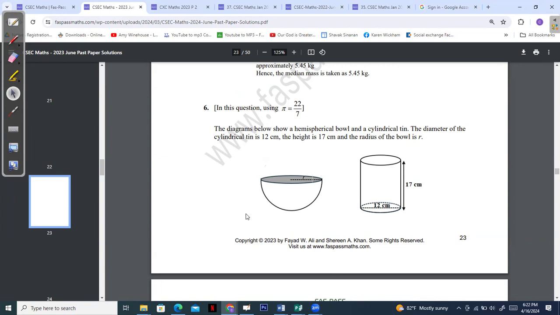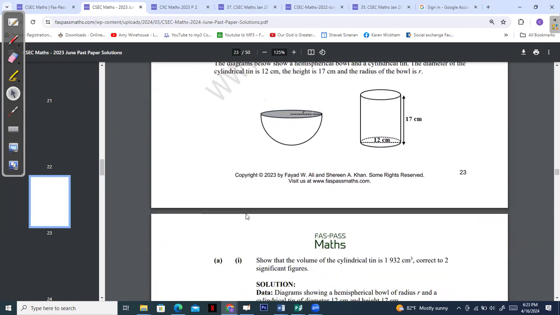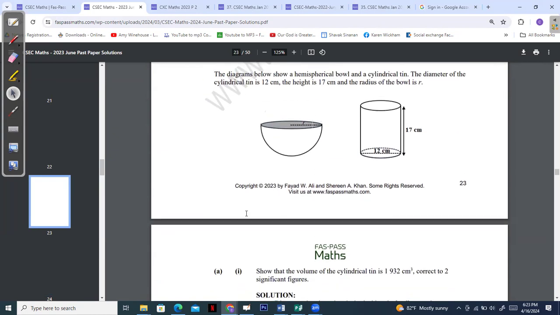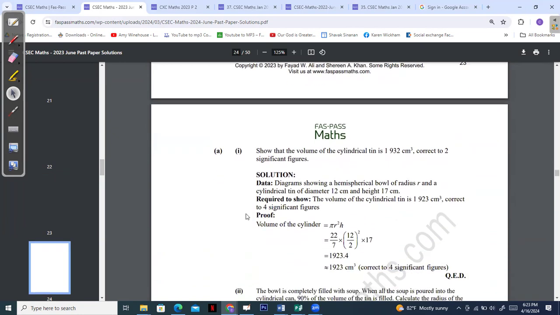So if we know the diameter of this shape is 12, that means R is 6, which is what we agreed to earlier. So this is really easy. Again, all we have to do is find the volume of the cylindrical tin. I gave you the formula for volume already. If you don't have it, this is it here. The volume of a cylinder is pi r square h.